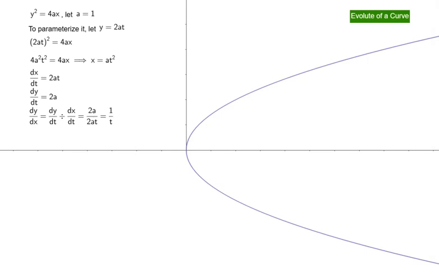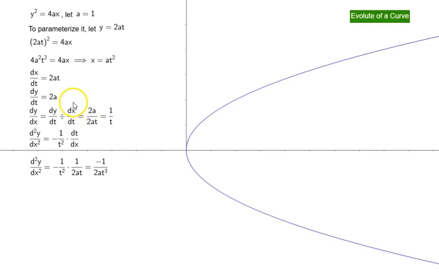Okay, now let's differentiate it once more because we also need the second derivative. So d2y by dx square is equal to minus 1 by t square times dt by dx. What is dt by dx? It is the reciprocal of 2at. So we have minus 1 by t square times 1 by 2at, which gives us minus 1 by 2at cube.